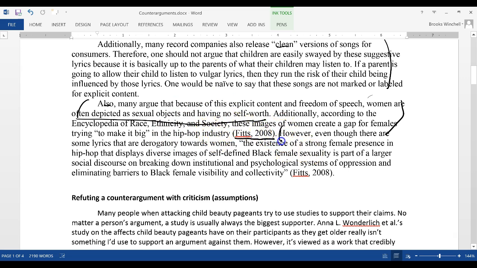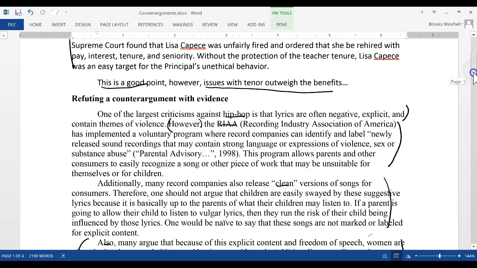And she refutes that as well. She says, however, even though there are some lyrics that are derogatory towards women, the existence of a strong female presence in hip-hop that displays diverse images of self-defined black female sexuality is part of a larger social discourse on breaking down institutional and psychological systems of oppression and eliminating barriers to black female visibility and collectivity. So here, she actually uses Fitz again because Fitz helps to refute that. She's refuting the idea that hip-hop degrades women and saying, actually, some hip-hop actually empowers women and black female sexuality. So that's an interesting refute to the argument. So here's a good example of refuting a counterargument with evidence.